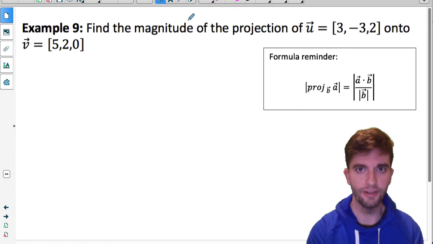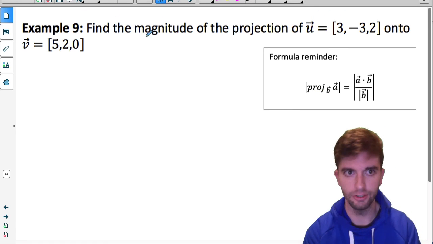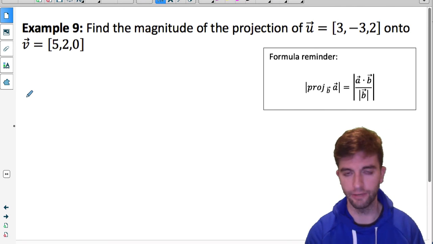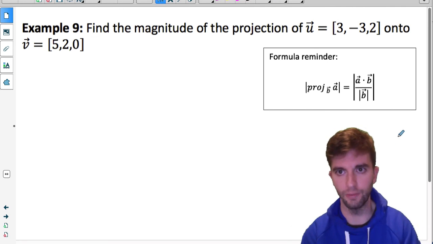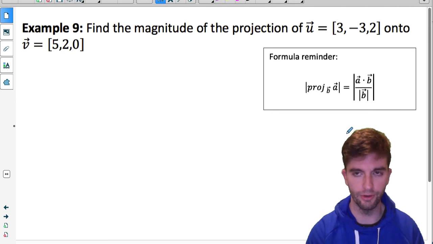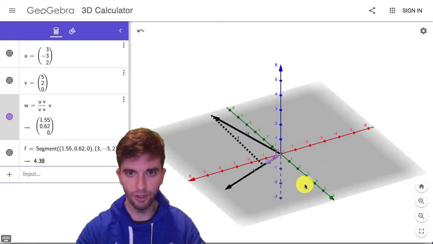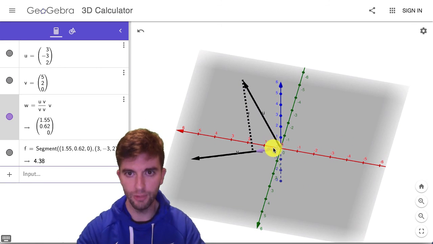Example 9 says find the magnitude of the projection of vector u onto vector v. So let me just give you a visual demonstration of what we're looking for here before we go ahead and use the formula that we figured out earlier in the unit. Okay, so here's vector u, here's vector v, and what we want to do is figure out the magnitude of the projection of u onto v. And if we were to project u onto v, it would be represented by this purple vector here.